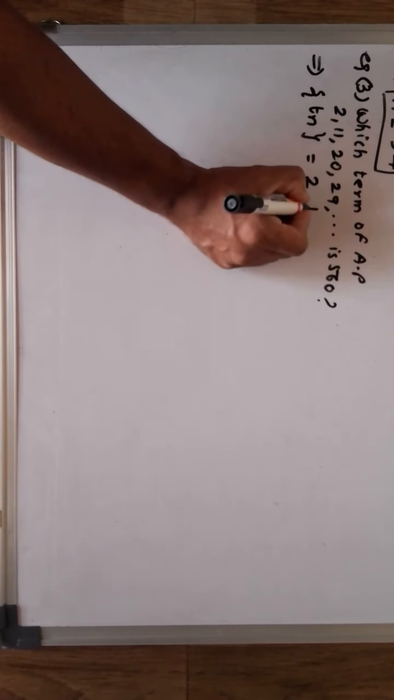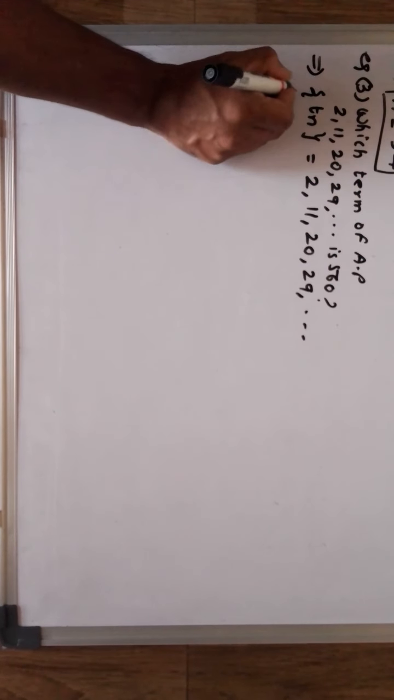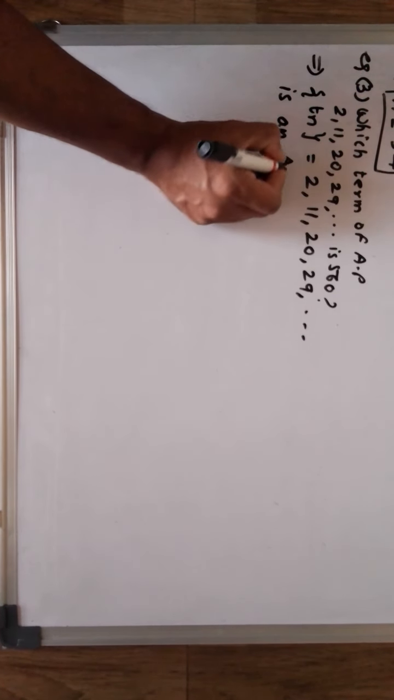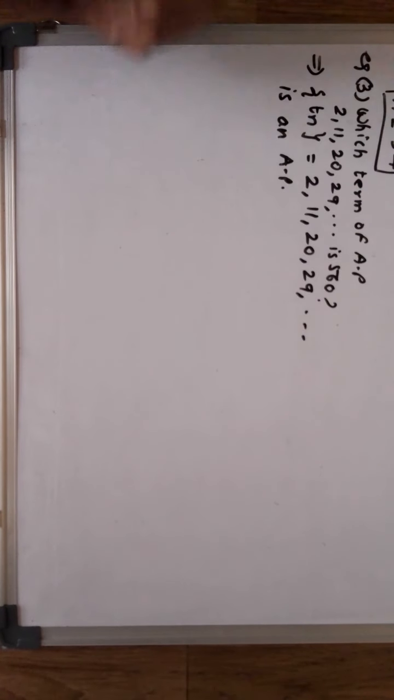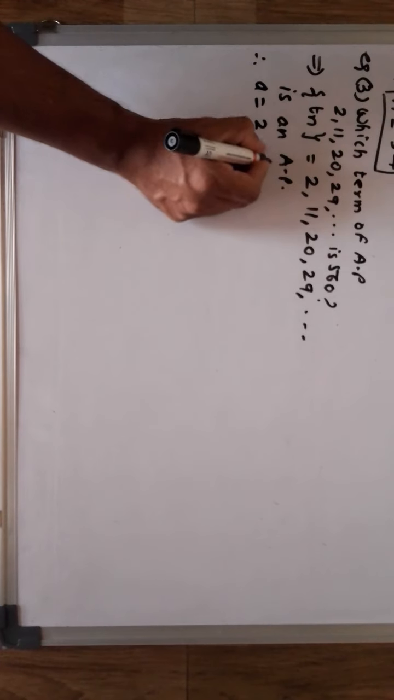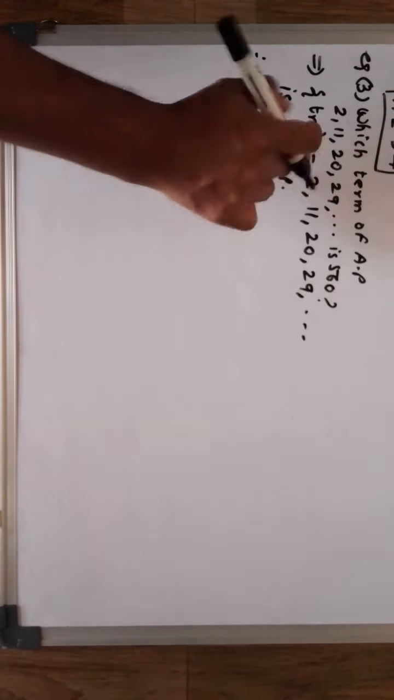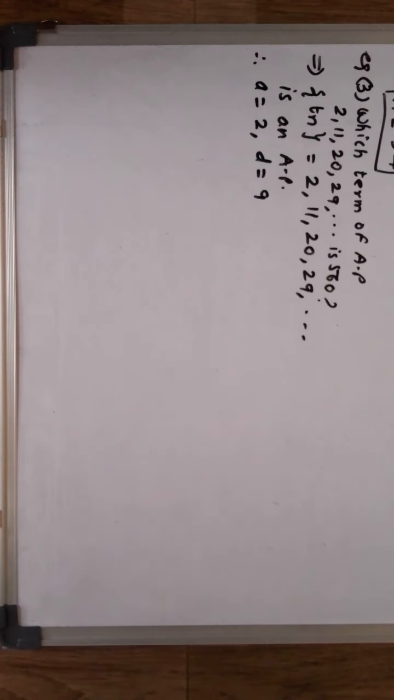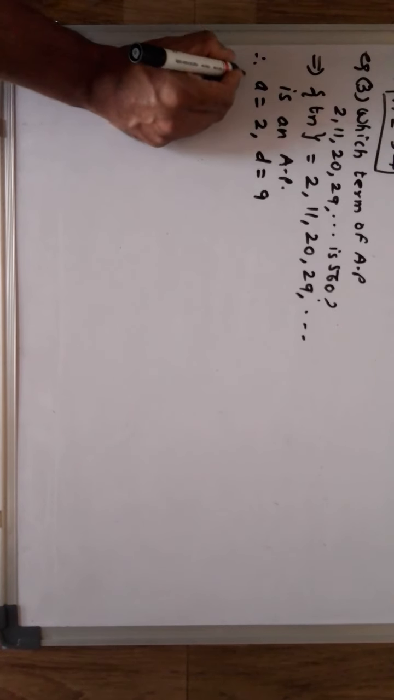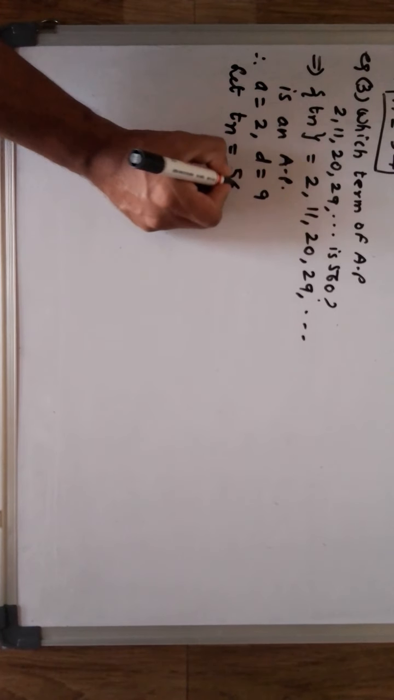That is 2, 11, 20, 29, which is an AP. Already told. If it is an AP, then your first term is equal to 2 and the common difference is any term minus previous term, that is 20 minus 11, that is 9, and 11 minus 2, that is 9. Now which term is 560? So I will say here the nth term, which I don't know, is 560.